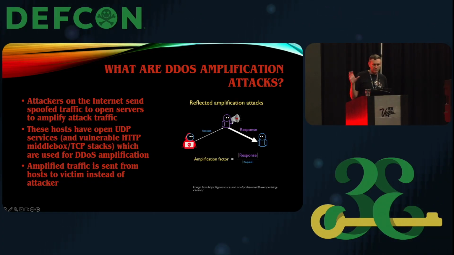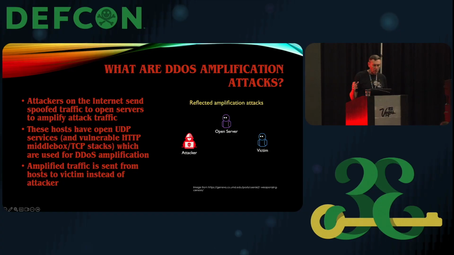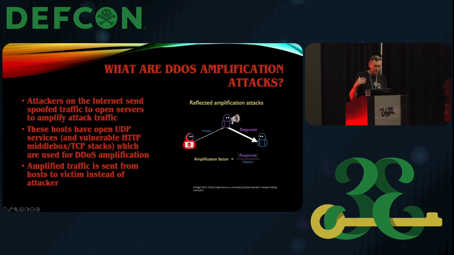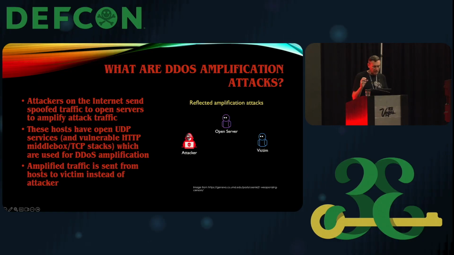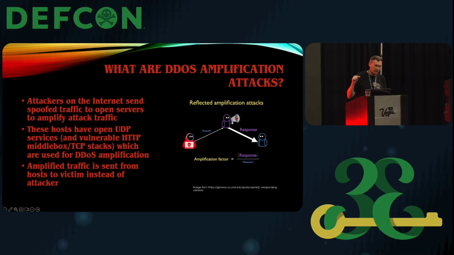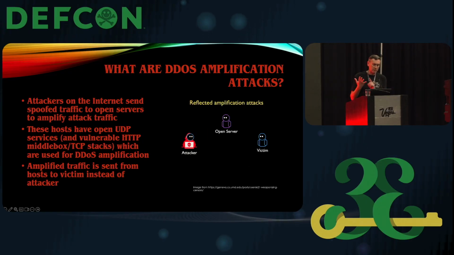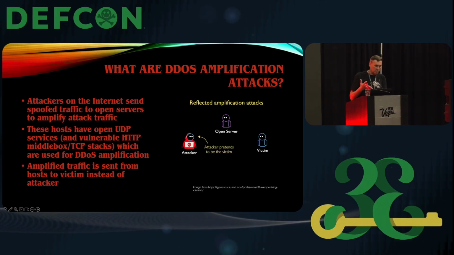But first, I'm just going to give a brief overview on DDoS amplification attacks. In a DDoS amplification attack, the attacker is able to spoof the source IP of the victim. Say the victim is quad one. The attacker will spoof that quad one and send an amplification request packet to an open amplifier. These can be open DNS servers.